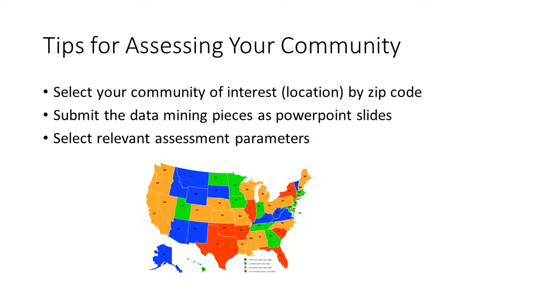The final thing about assessing your community, you want to ensure that you are selecting relevant assessment parameters. So in the community assessment chapter, you're going to see a couple things. Well, first of all, you're going to see a windshield survey, and that's not something you're expected to do for this project. A lot of times you can actually go online and gather this information, never even visiting the place, just simply by looking at the data.